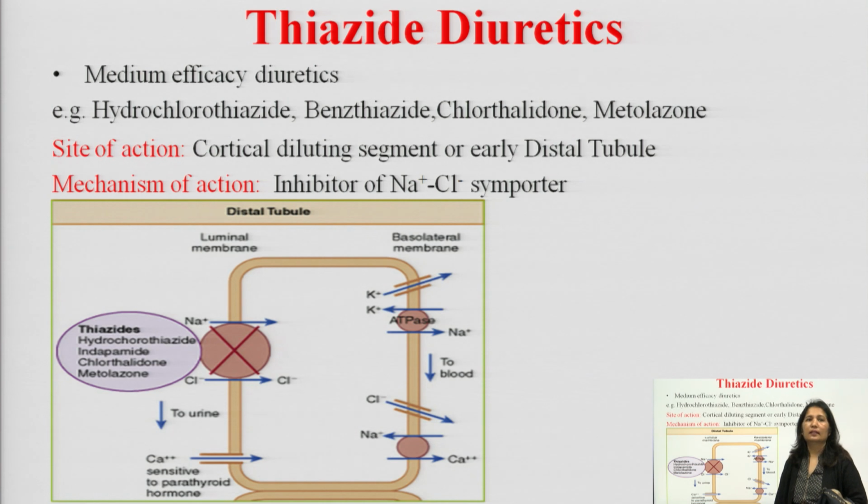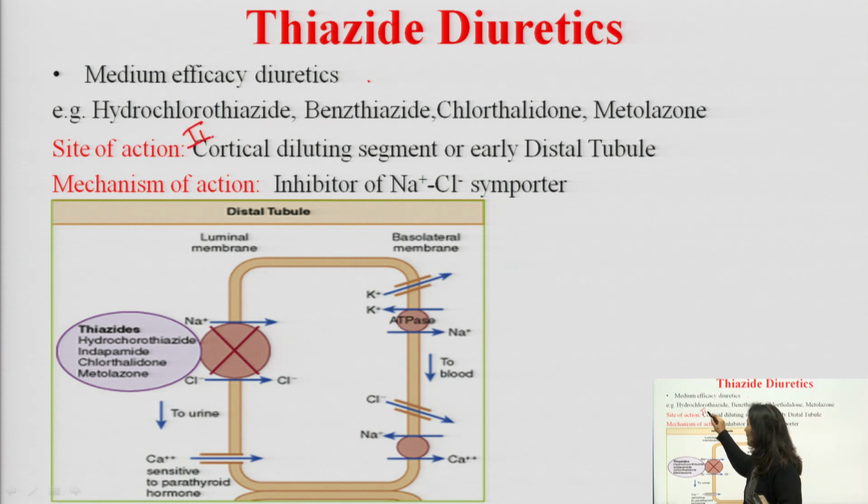Next class is thiazide diuretics. These are medium efficacy diuretics, because whatever load is left here, it will go to the other sites and get reabsorbed. So, they are known as medium efficacy diuretics. Examples are thiazide like drugs. This is site 3, the cortical diluting segment of the early distal tubule.